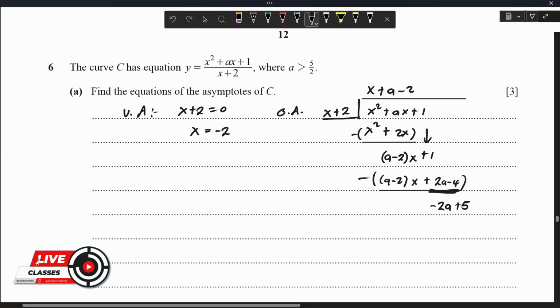But for the oblique asymptote, we just want the quotient. So therefore, the oblique asymptote is y is equal to x plus a minus 2. Okay, is that what you got for this? Yes, I got that. Good, that's fine.